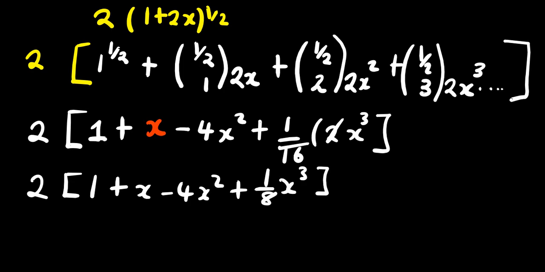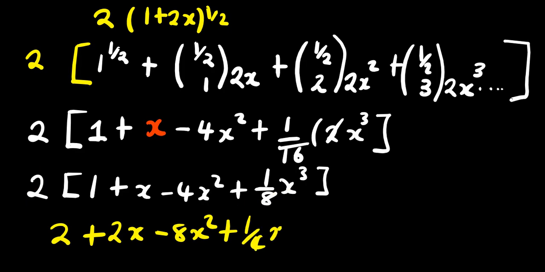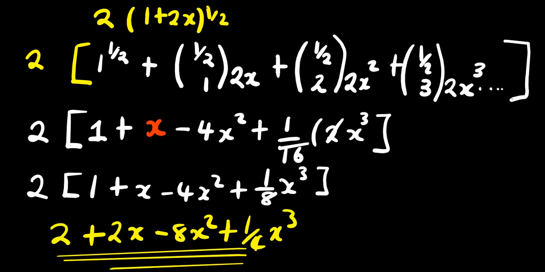Then my job will be to now distribute the 2 throughout. So 2 multiplied by 1, I'm going to have 2, plus 2 multiplied by this x, I'm going to have 2x. 2 multiplied by the negative 4x, I'm going to have negative 8x squared, plus when 2 multiplies with 1 over 8, you know that the 2 is just going to divide with the 8, giving us 4, right? So you are going to have 1 over 4 x to the power 3, and you would have solved your expression. So this is how we solve when you have powers which are negative and fractions.